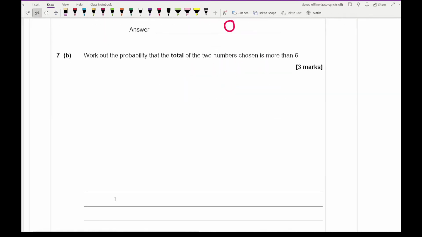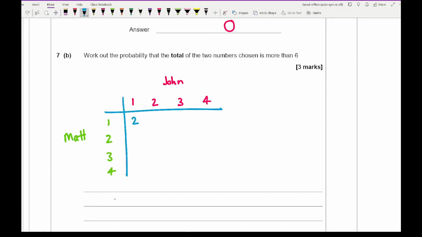The next question then says work out the probability that the total of the two numbers chosen is more than 6. So if I start by having John and I write down the possible numbers we could have, and then I go for Matt and I go 1, 2, 3, 4, and then all I'm going to do is just do a sample space diagram. And so I've got 2, 3, 4, 5.